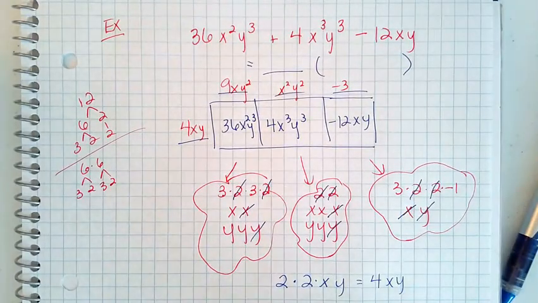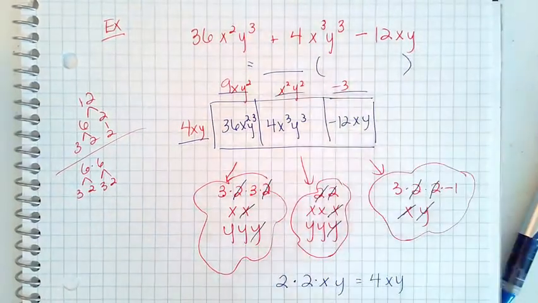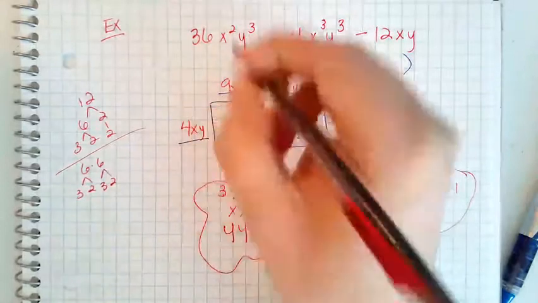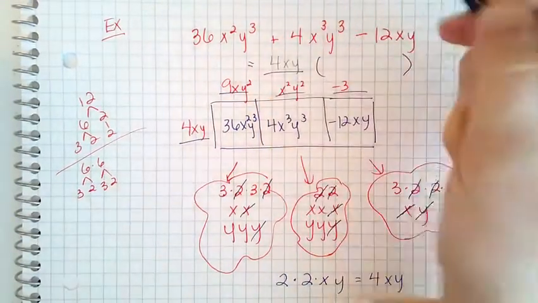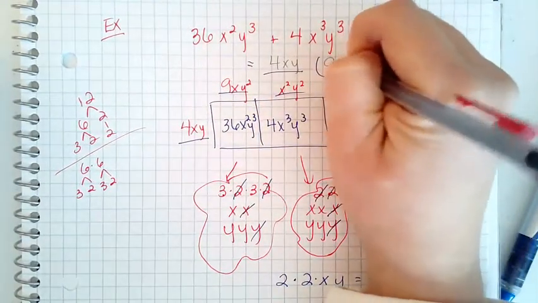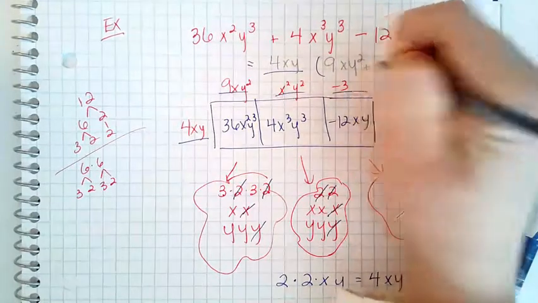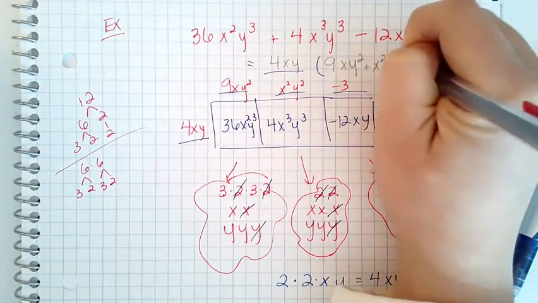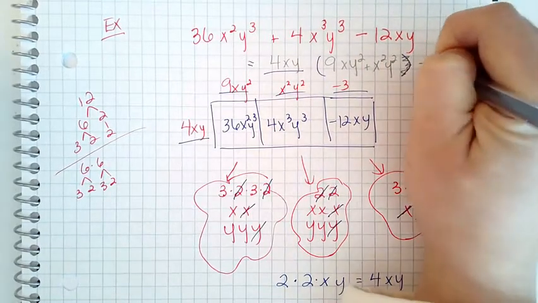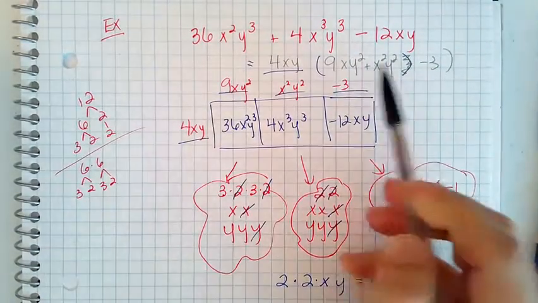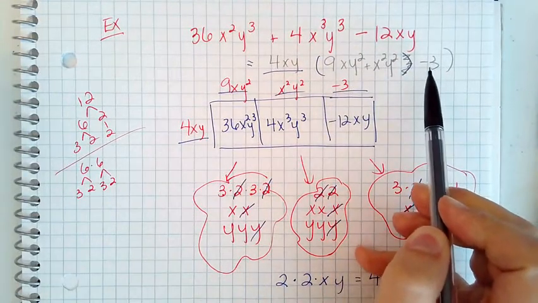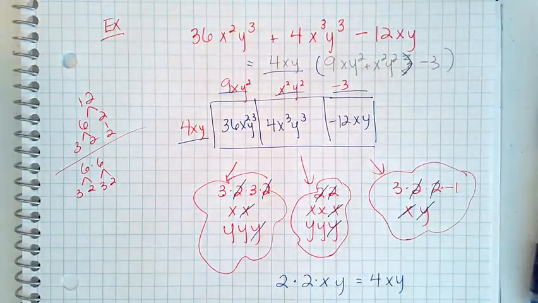So my answer, the dimensions, is equal to 4xy times 9xy squared plus, I didn't give myself enough room, x squared y squared, pretend that's not there, minus 3. Now you look at this and you say, is there anything else I can take out? And the answer is no. So that means our problem's done.